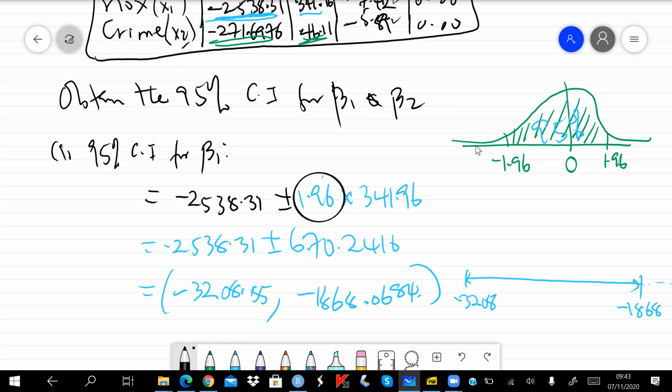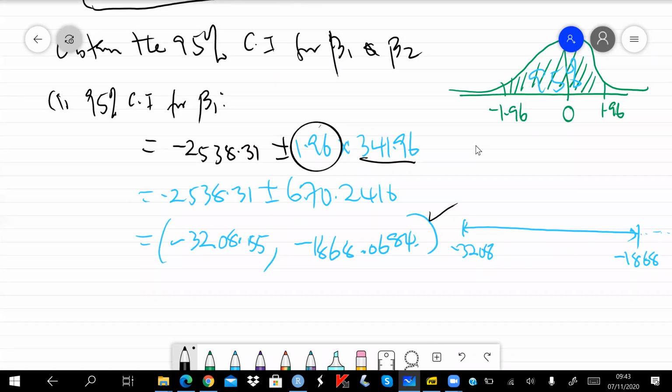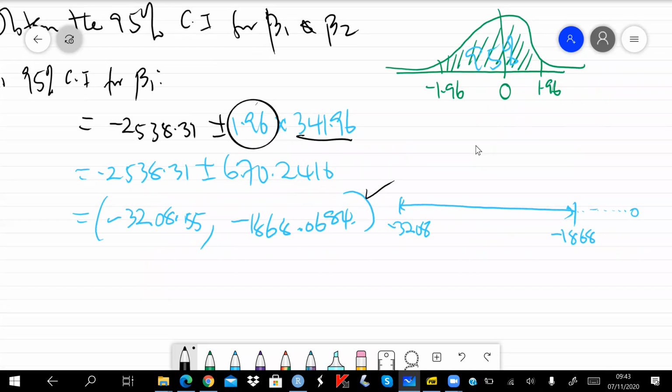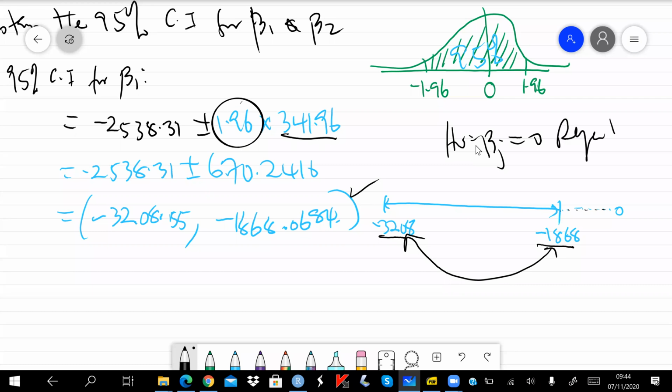Then we multiply that by the standard error, which is given in the output, and simplify. If I were to represent this interval on a number line, it will look like this. You find that 0 is not within this interval. So that means we reject the null hypothesis that beta j contains 0, because according to the evidence the interval does not contain 0. So that regression coefficient is significant.